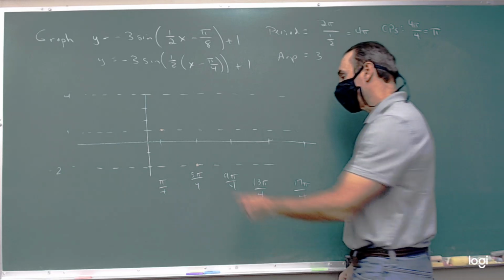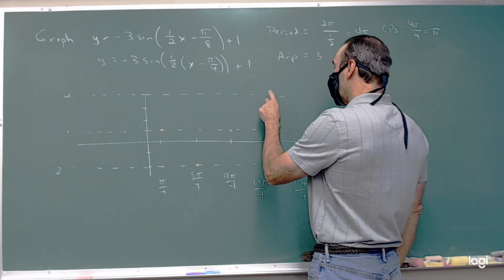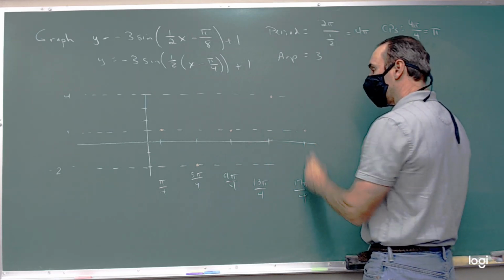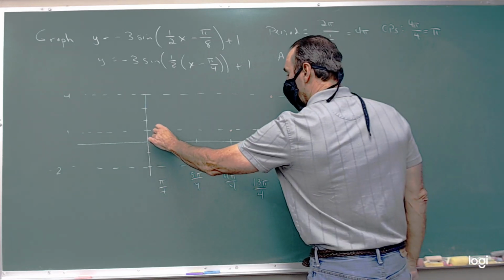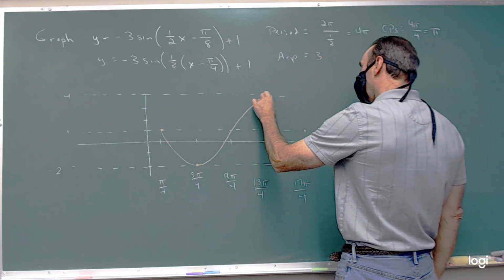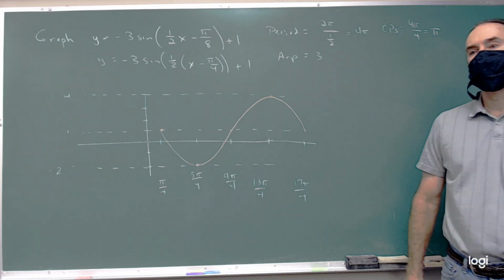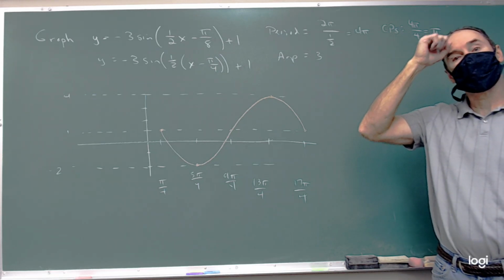And the next tick mark over will go back to the middle. The next tick mark over will go to a high point, and the last tick mark we're going to be back in the middle. So we're going to end where we began. And then we'll connect these with a nice smooth curve, and that is one period or one cycle of a sine curve. That making sense?